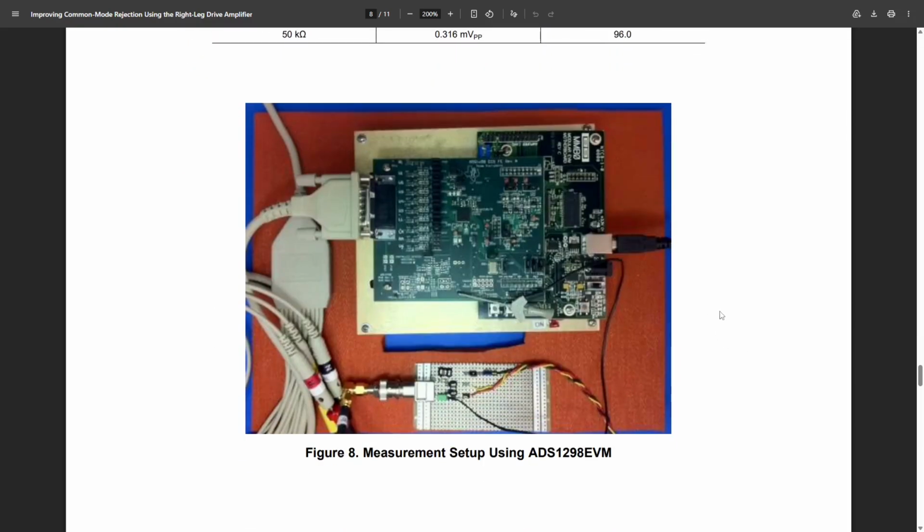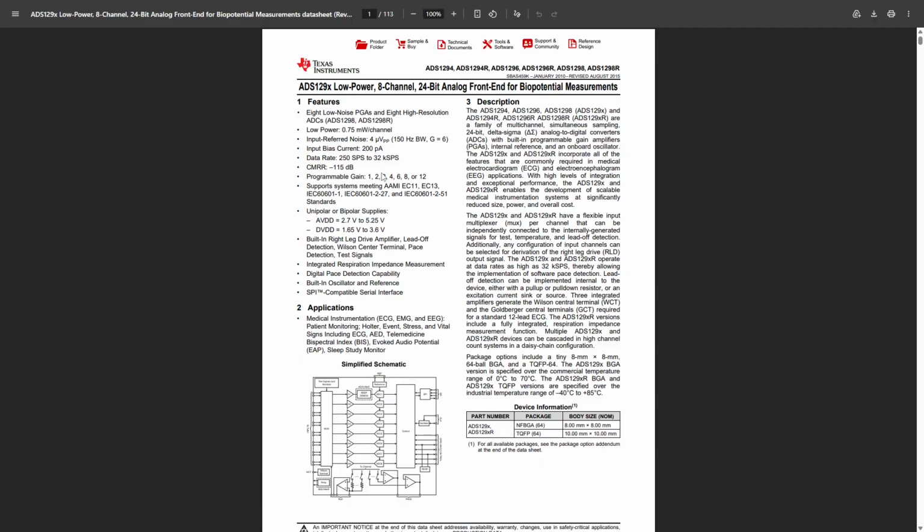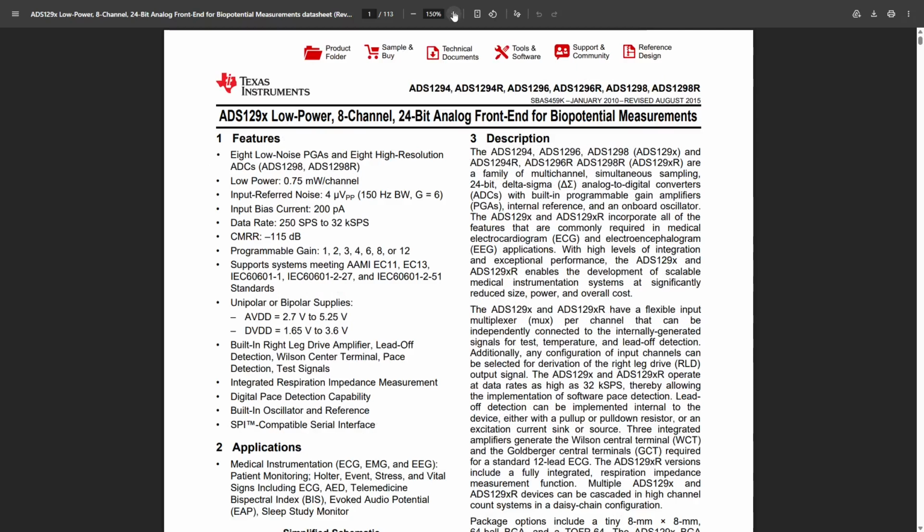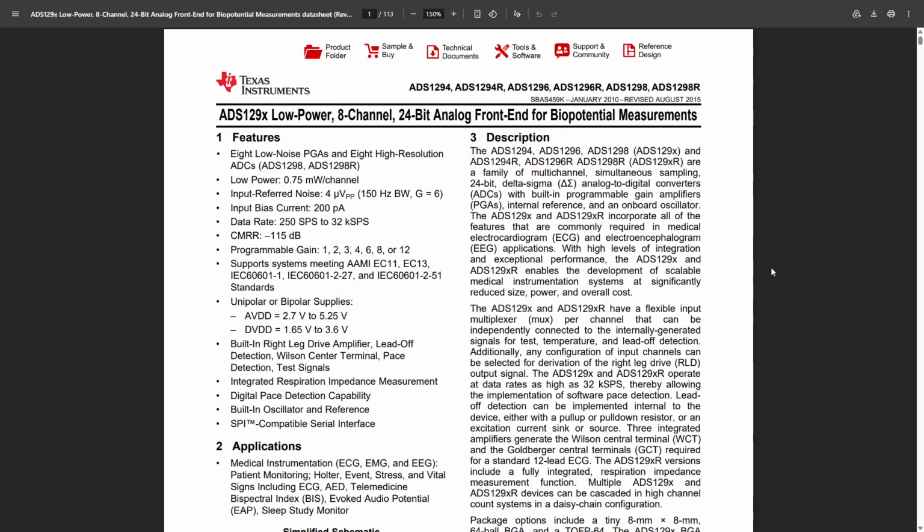I decided to make this video because the right leg drive is a topic closely related to the ADS1298, which I mentioned before. I'm currently interested in building a proof of concept using this chip, and before jumping into the hardware, I wanted to understand and explain one of its interesting features.